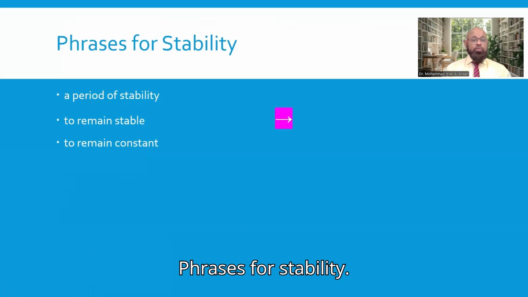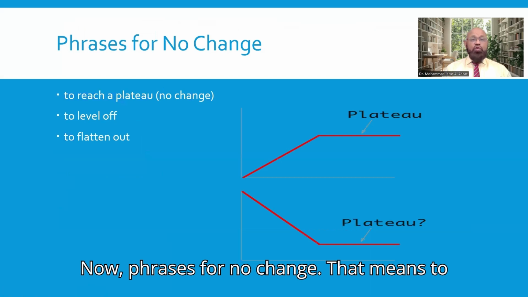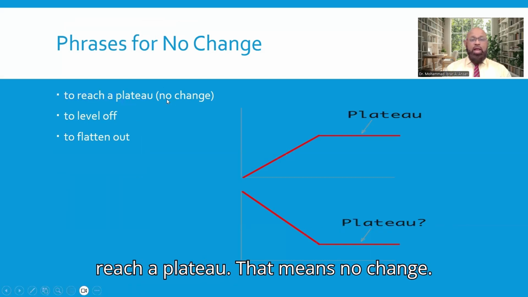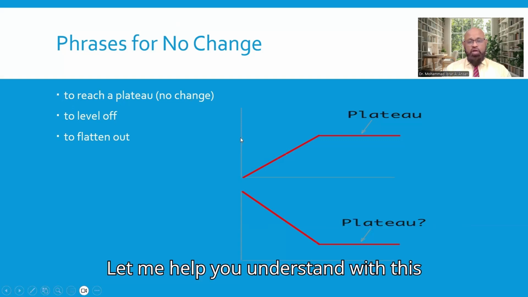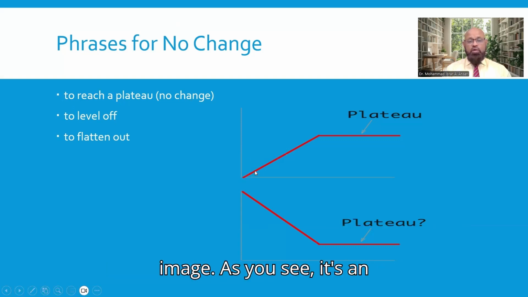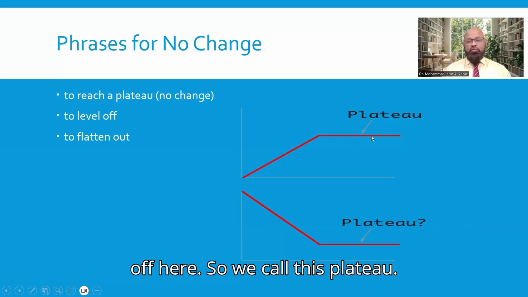Phrases for stability. Now, phrases for no change. That means to reach a plateau. That means no change. Let me help you understand with this image. As you see, it's an upward trend, and then it levels off here. So we call this plateau.